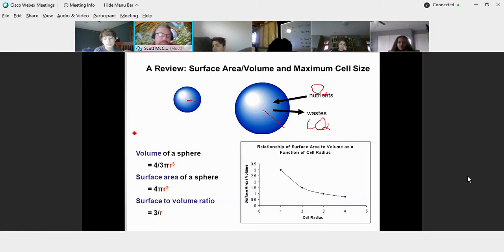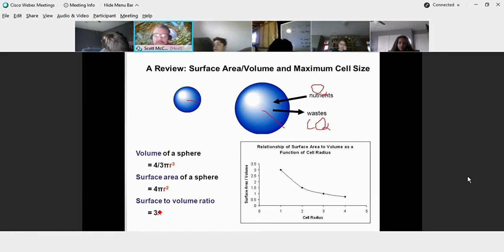So here's your volume of a sphere, 4/3 pi r cubed. Here's the surface area of a sphere, 4 pi r squared. So when you calculate, and you're going to have to do this on the test, the simple surface area to volume ratio, it's 3 over r. It's 3 over the radius of the sphere.